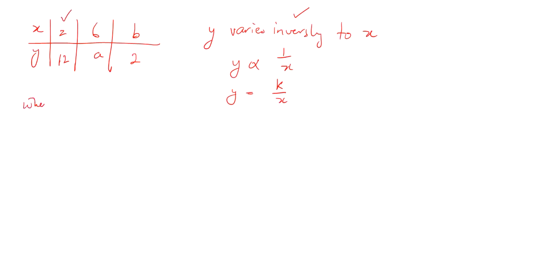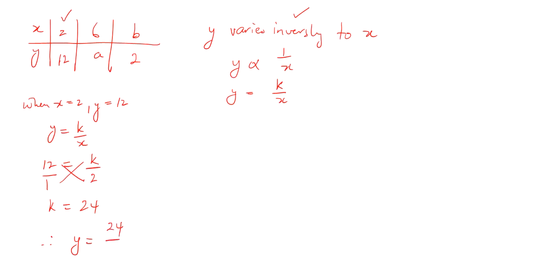So we know that when x is equal to 2, y is equal to 12. So the equation is y is equal to k over x. So therefore 12 is equal to k over 2. 12 is the same as 12 over 1, and we can cross multiply here. So k by 1 will give me k, and 12 by 2 will give me 24. So therefore the equation is y is equal to 24 over x. Now we have to find a.